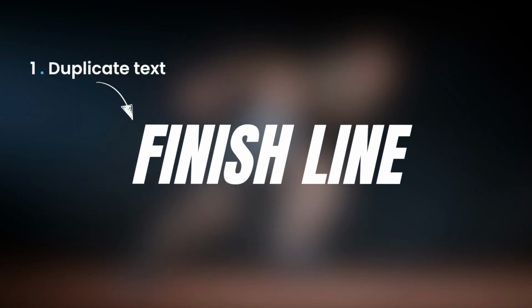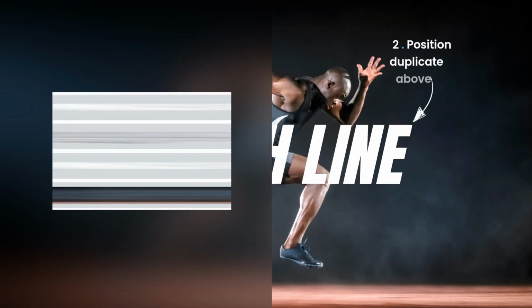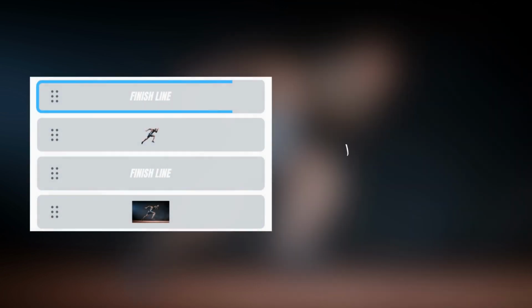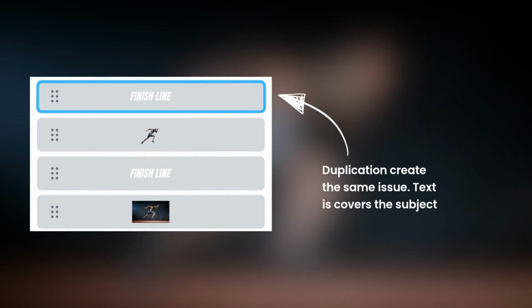The first step is to duplicate the layer of text, and then you position it over the cutout image of the athlete. But now you're faced with the same problem that you had before, which is that the text is covering the athlete. Here's how you work around this one too.